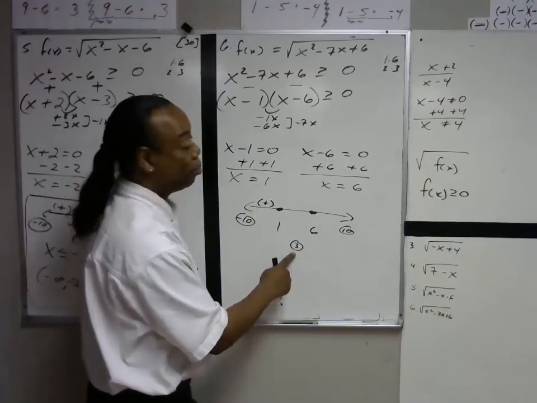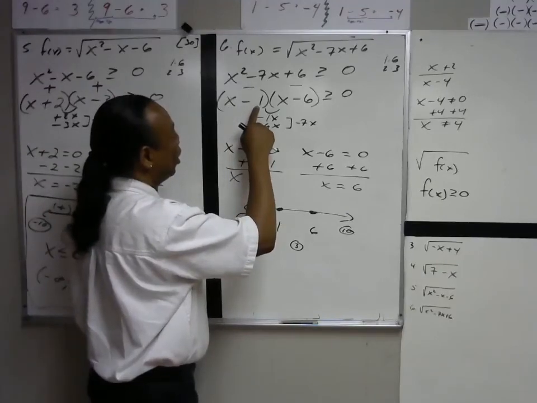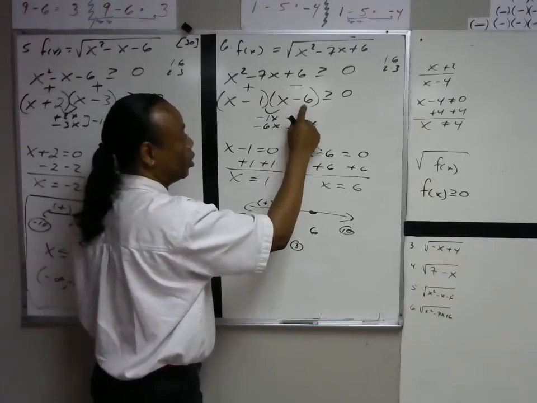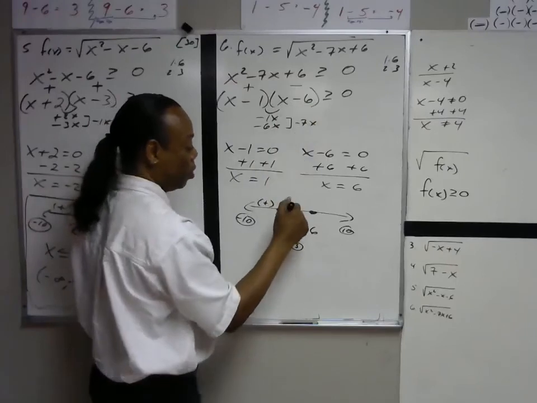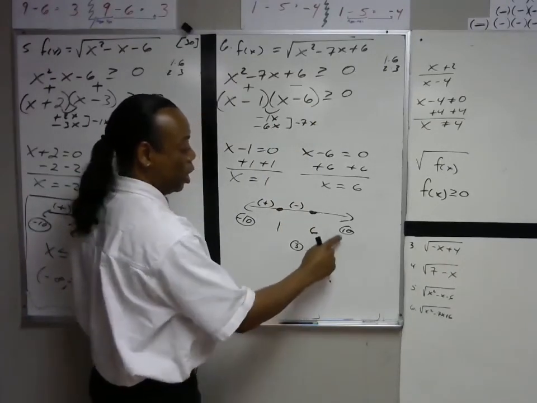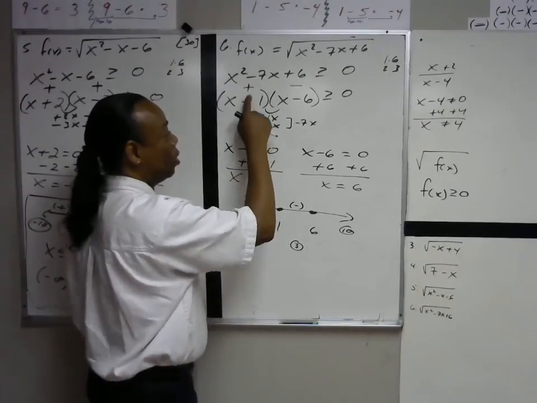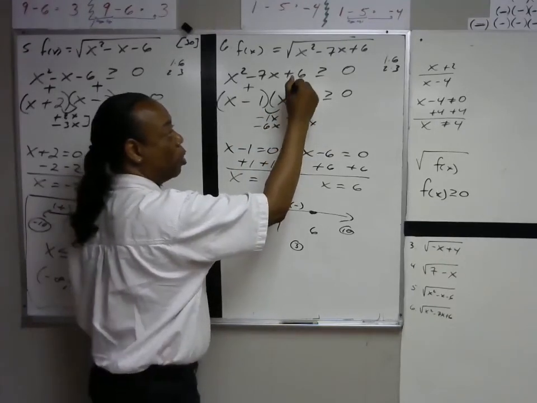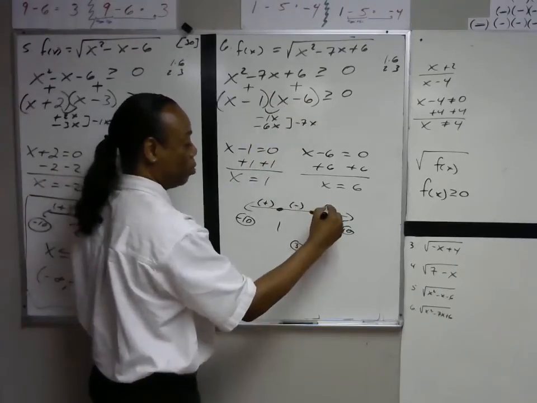Let's put in 3 now. 3 take away 1 is 2. 2 is positive. 3 minus 6 is negative 3, and that's negative. So a positive times a negative means this area is negative. Now let's put in 10 for x. 10 take away 1 is 9. 9 is positive. 10 take away 6 is 4. 4 is positive. So positive times a positive gives us a positive.